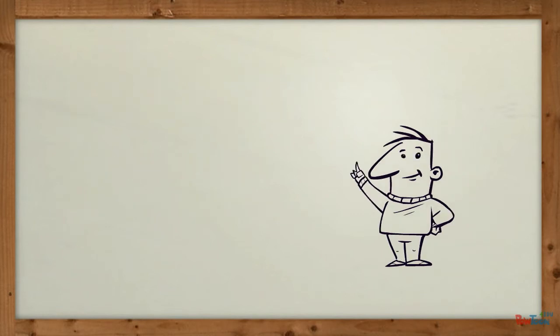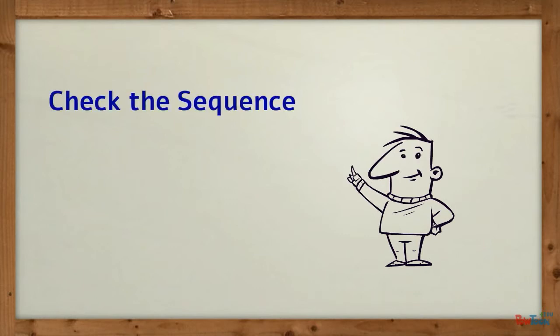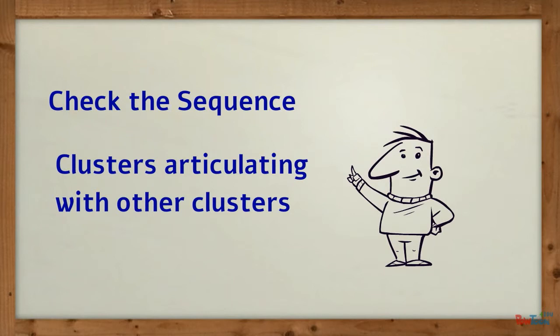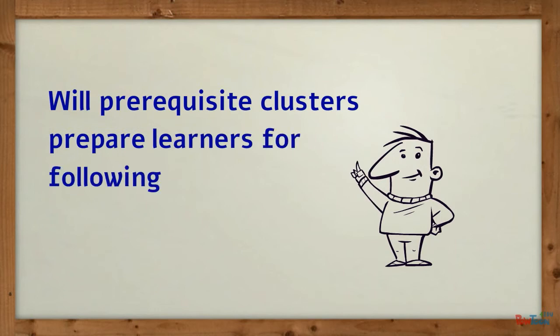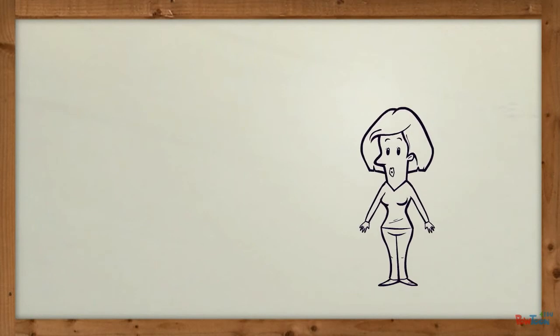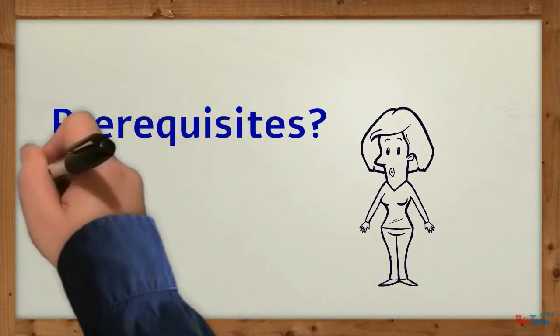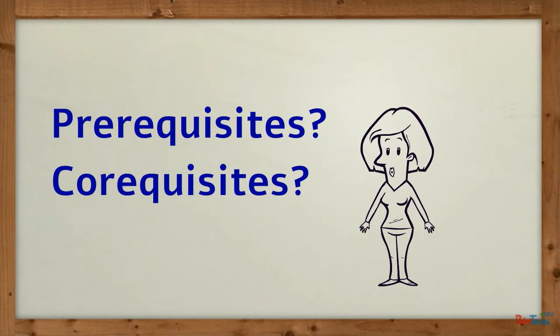One final check that you should do at this point is to review your sequence of clusters to check on how well they articulate with each other. Will some of the clusters be prerequisites of other clusters following them in the sequence? If they are, is it clear that the principles of the prerequisite clusters will prepare the learners to successfully learn the following clusters? At this point, you should determine which clusters will be prerequisites or corequisites to what other clusters within the program.